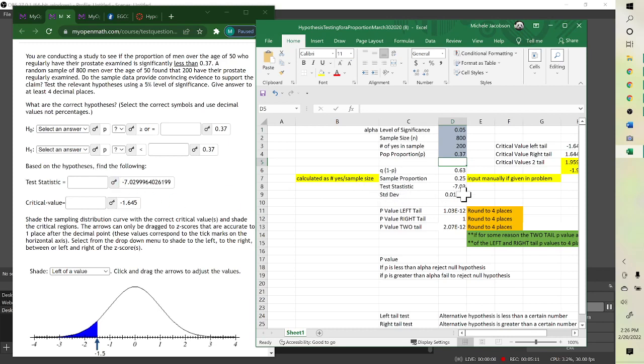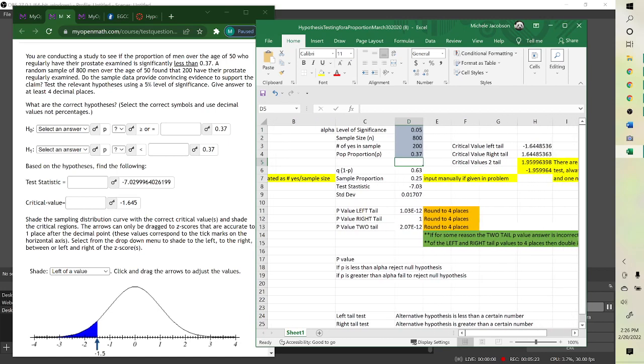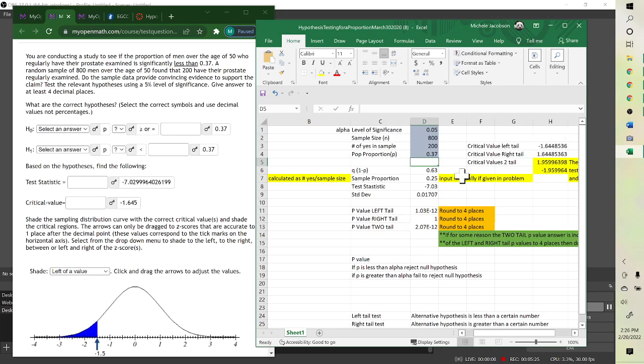So here's our test statistic, negative 7.03. The critical value is over here. This is a left tail because it's less than. So it's this one, negative 1.645.